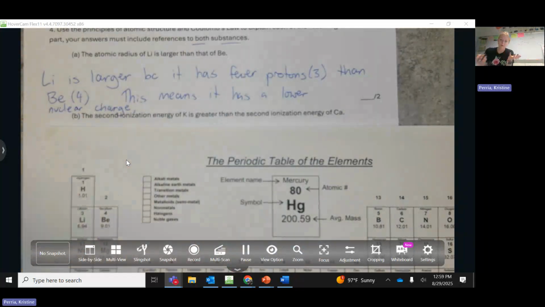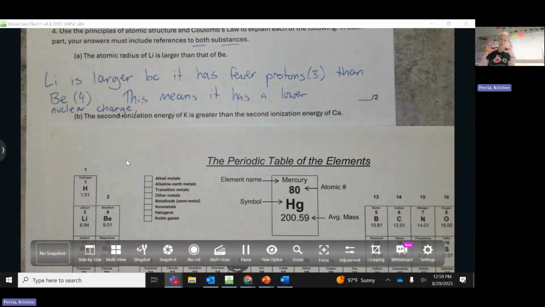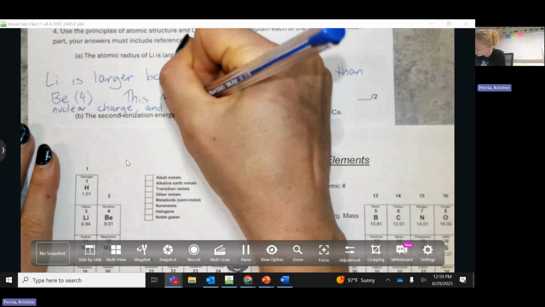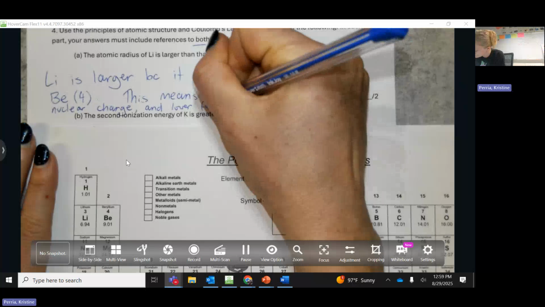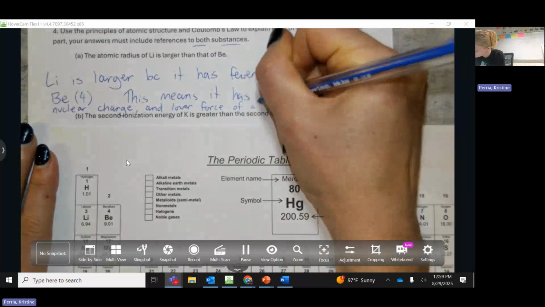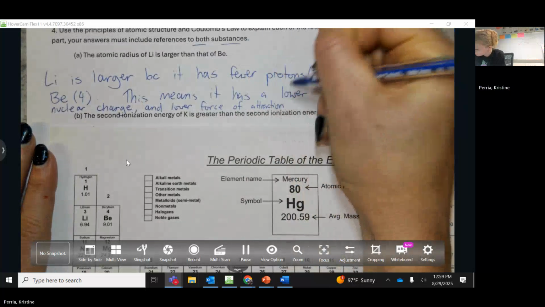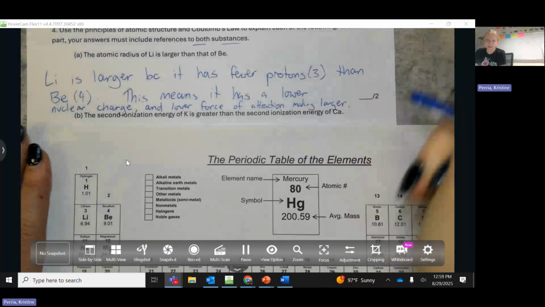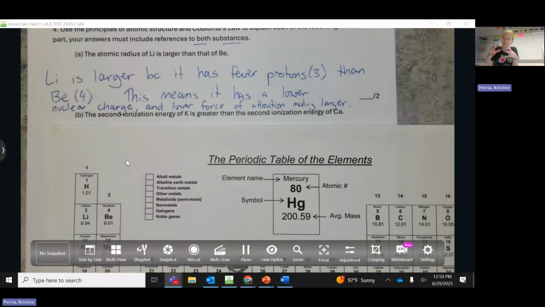Leading to a lower force of attraction, right? Because it doesn't have as many protons pulling it in, because those variables are proportional, making it larger, okay? Which has a lower nuclear charge and lower force of attraction, making it larger. You could potentially say pulling on the electrons less, right? That might be a more complete way to answer that question.